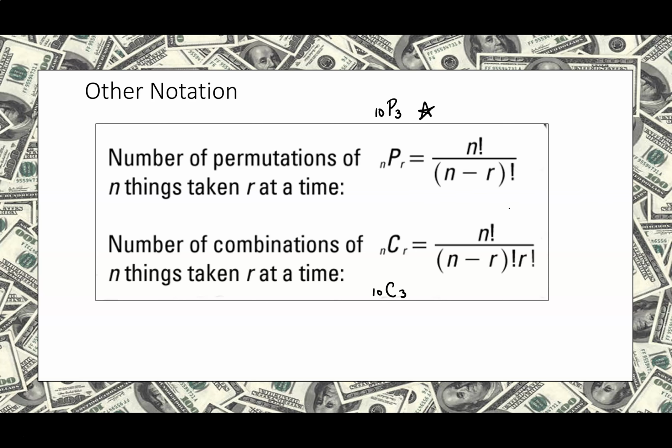Just a reminder, I've got a video on how to do factorials, but just as a quick reminder, you go to math, then scroll over to probability, and then scroll down to factorial.